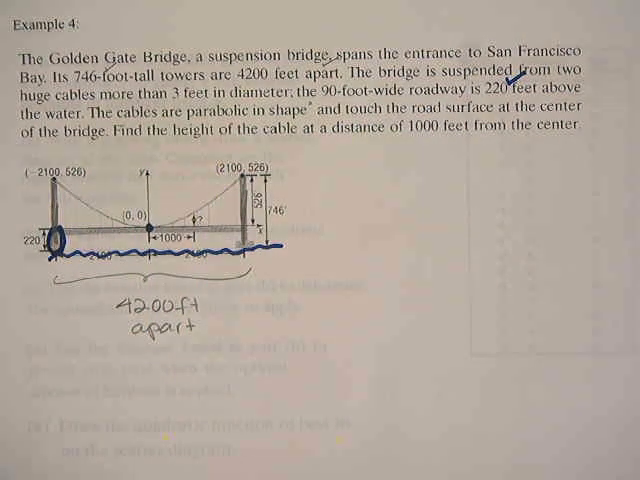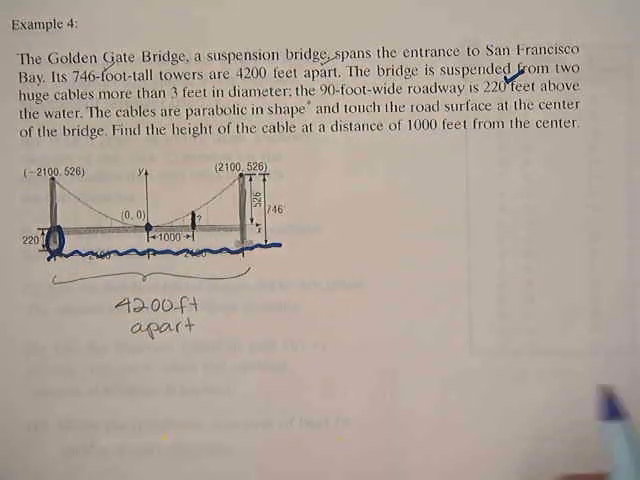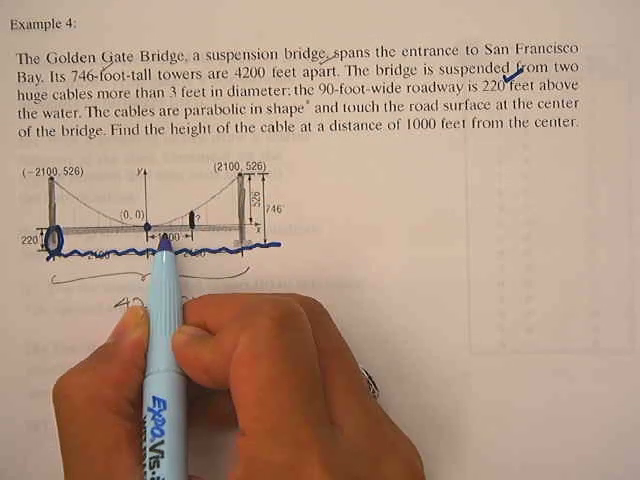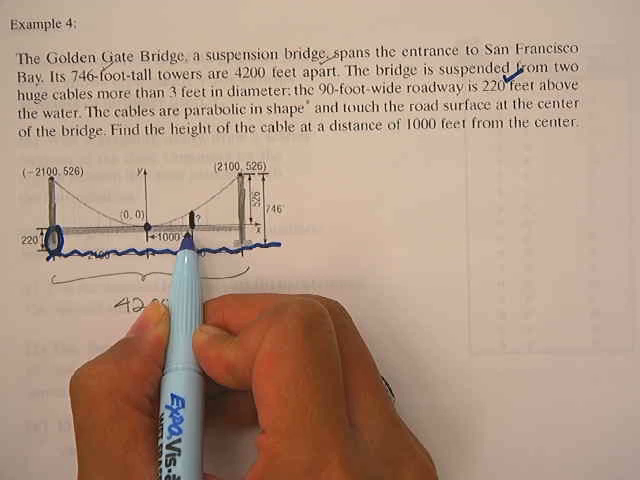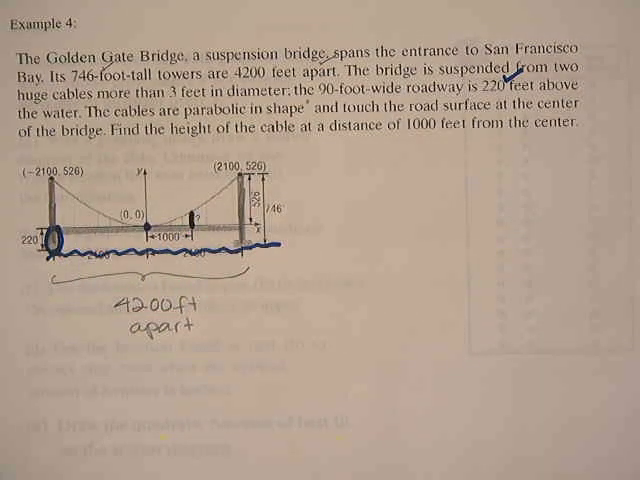Find the height of the cable at a distance of 1,000 feet from the center. So I'm going to color this in purple. If I'm asking this, how tall is this? That's what I'm really asking. How tall is that if I know I'm 1,000 feet from the center? And it doesn't matter. You can go right or you can go left. So let's find out.